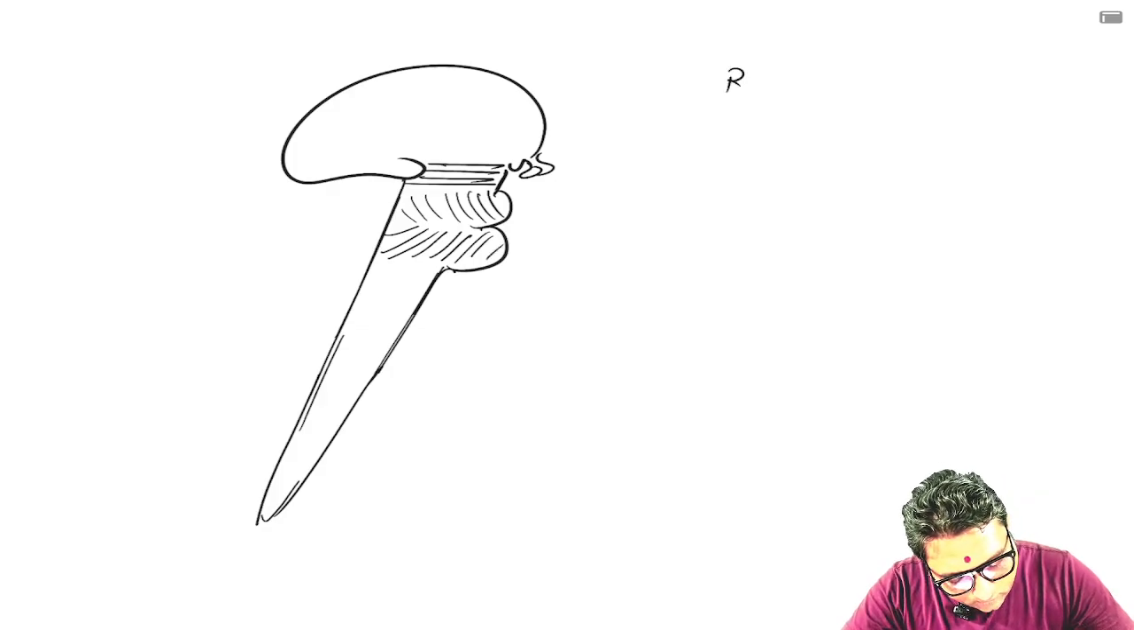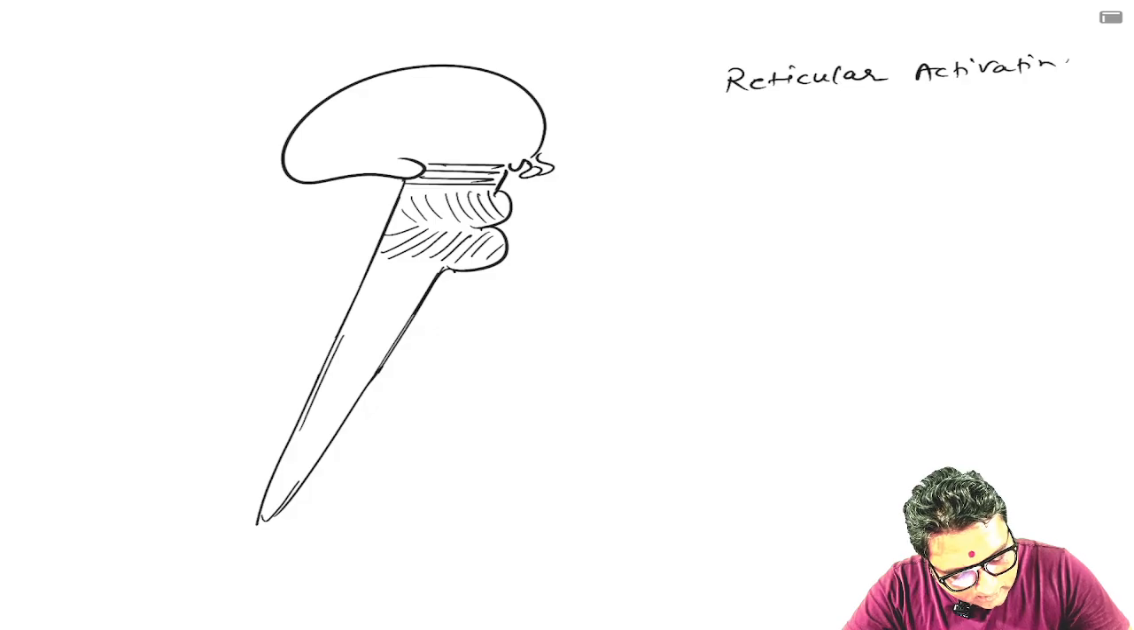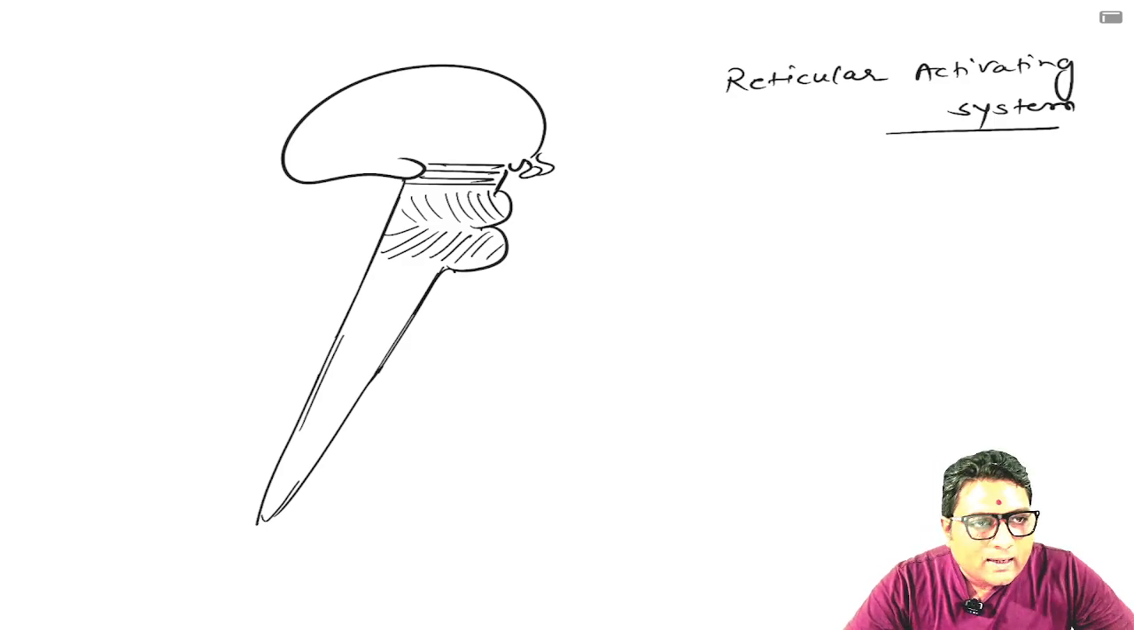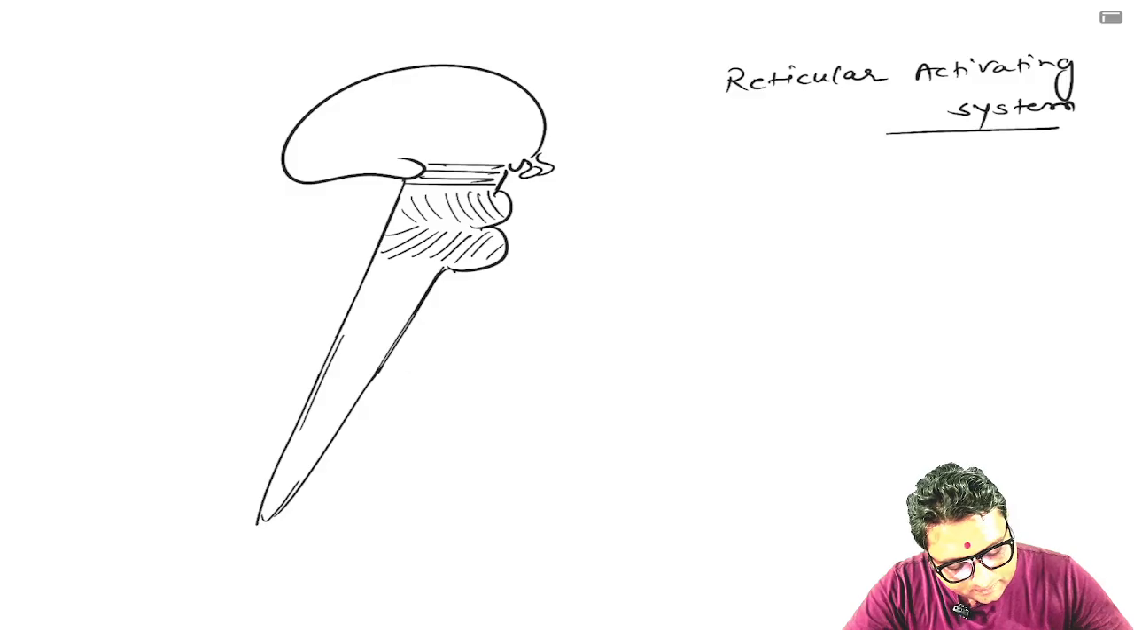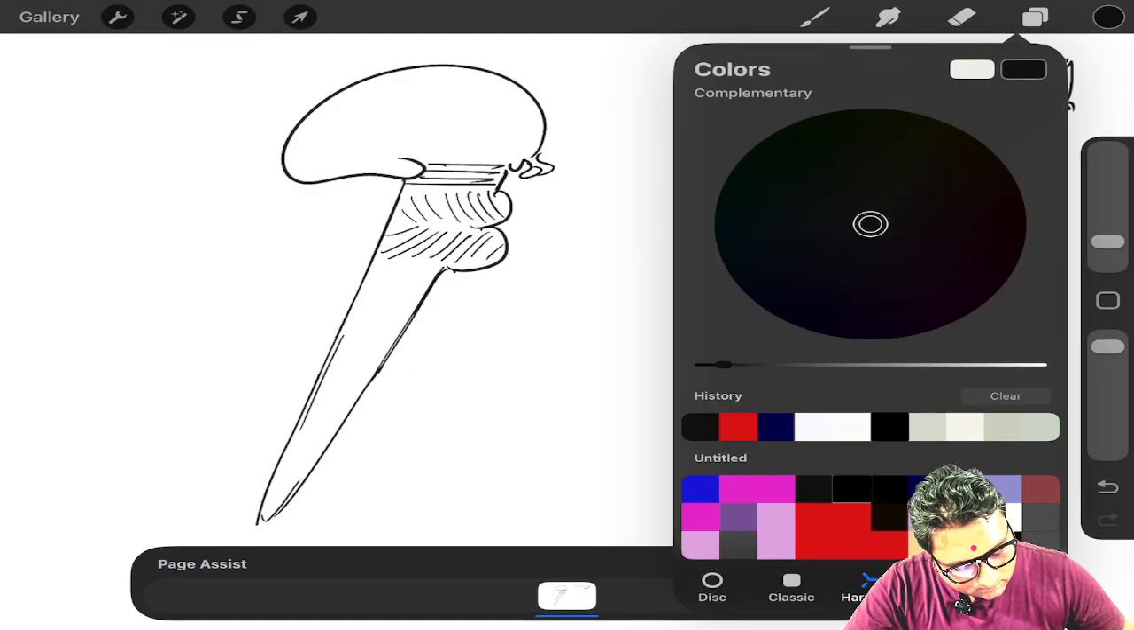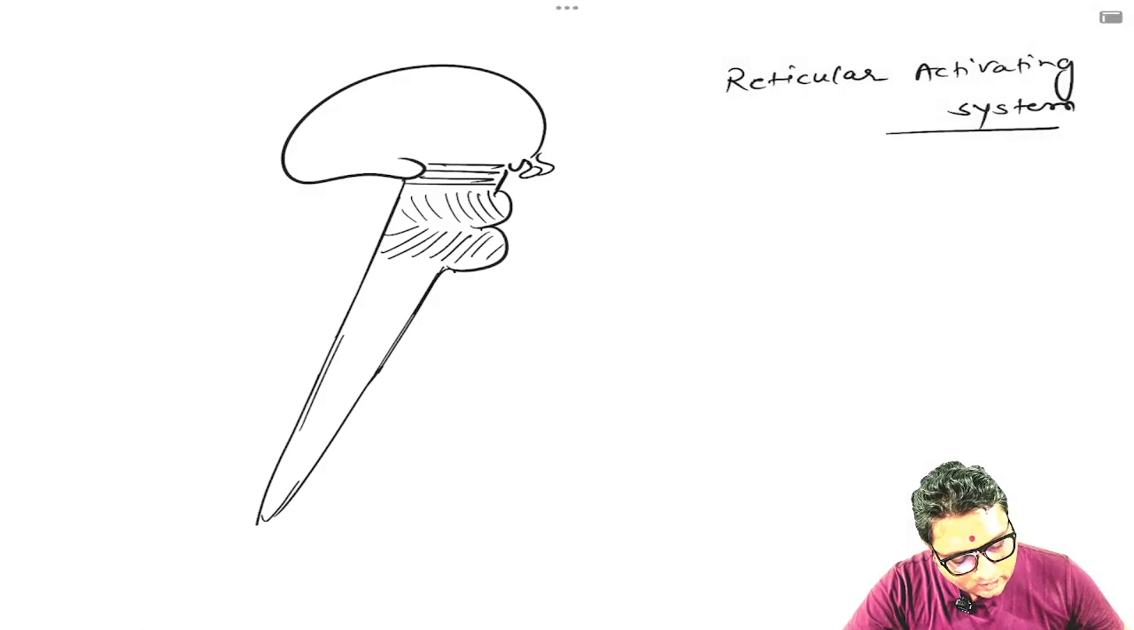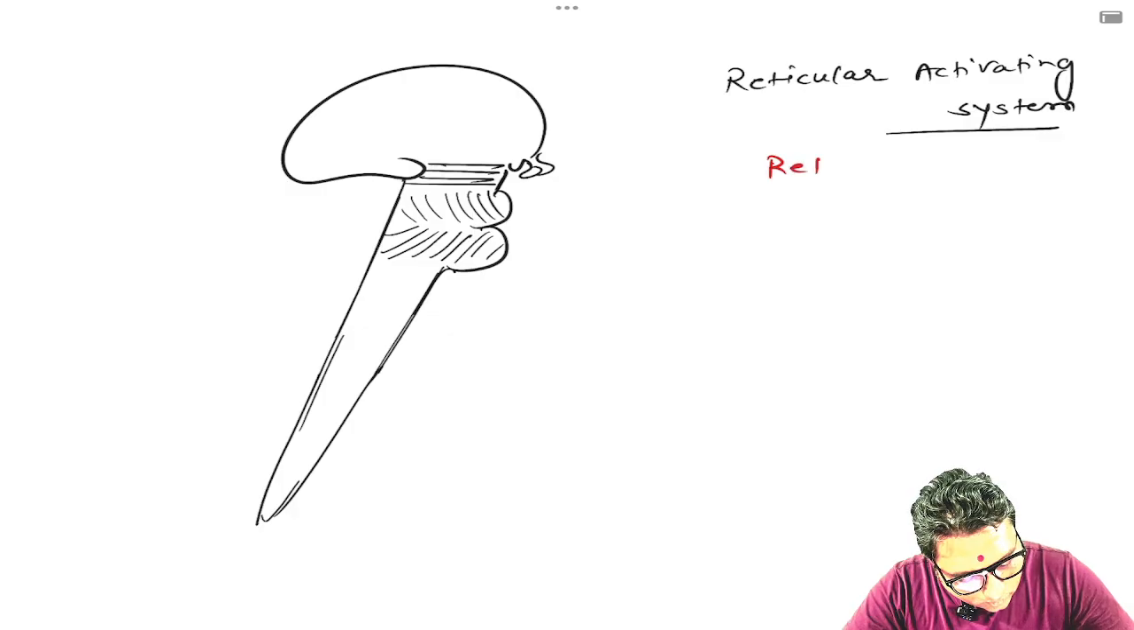Now, the reticular formation, or reticular activating system, is the functional part of the reticular formation.